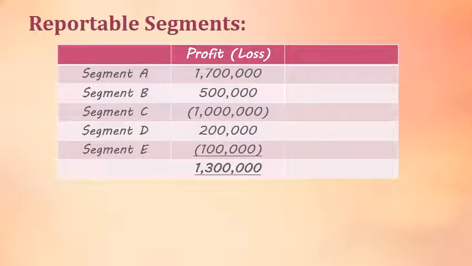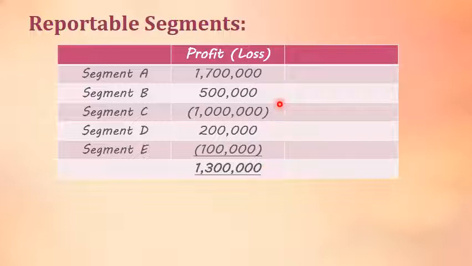So, eto ang profit or loss na given sa problem. Okay. So, segments A to E. Meron ditong total 1.3 million. Ano bang sabi ng standard natin? Ang sabi ng standard natin, kunin daw natin yung absolute amount ng profit or loss. Kung saan doon yung 10% nung mas greater amount. Okay? So, combine natin yung total profit.